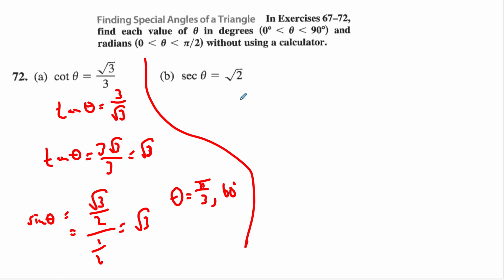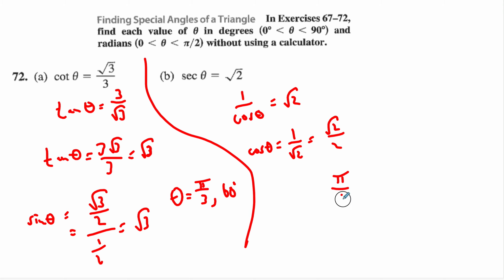Secant, same idea. That means 1 over the cosine, or the cosine is equal to 1 over root 2, which is the same as saying root 2 over 2, which corresponds to pi over 4, or 45 degrees.